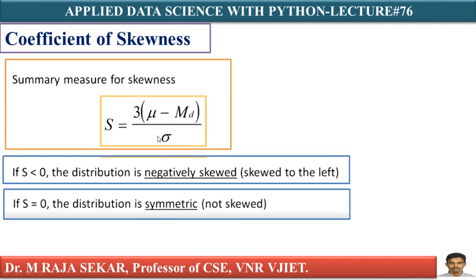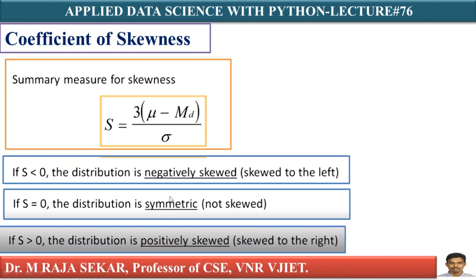If S is equal to 0, it is not skewed. Not skewed means it is a symmetric curve. If S is greater than 0, I can say it is positively skewed. Depending on the S value, I can say whether it is negatively skewed. If it is less than 0, negatively skewed. If it's greater than 0, positively skewed. Equal to 0, I can say it is symmetric. Symmetric in the sense not skewed.